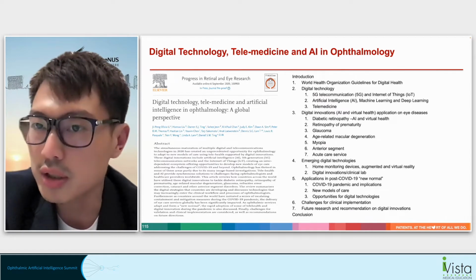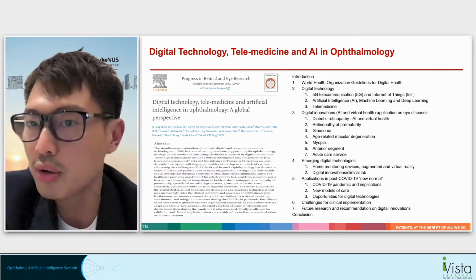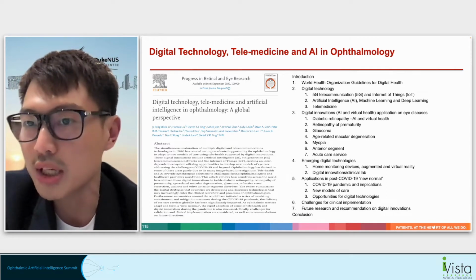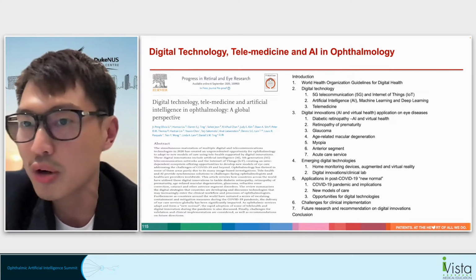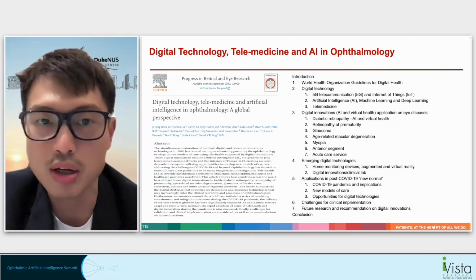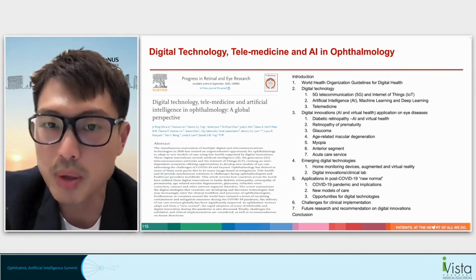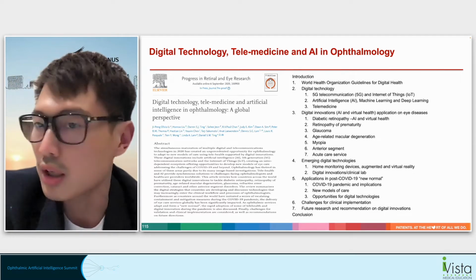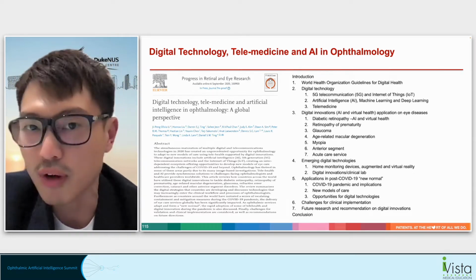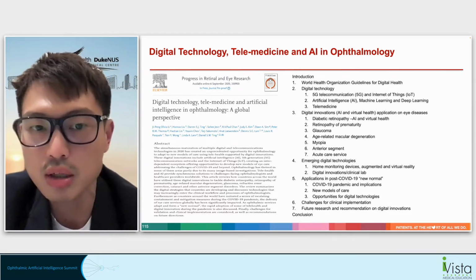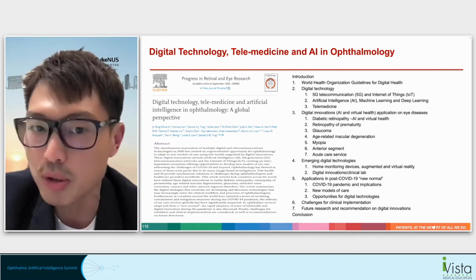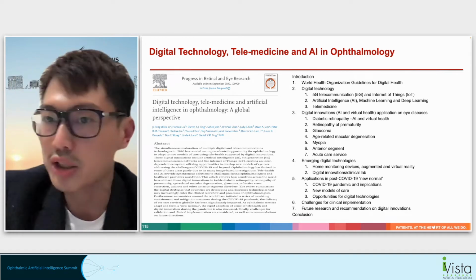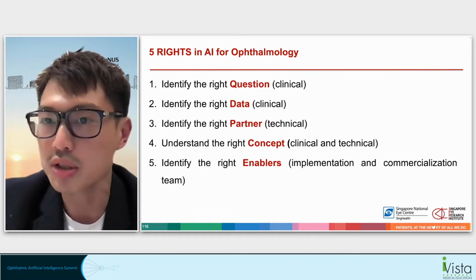We also did a follow-up paper to see how AI could be integrated, not just as standalone technology, but how it talks and connects with other digital technology. In the PRER paper that we published, we touched upon some of the newer technologies such as 5G, 6G, IoTs, and emerging digital technologies like home monitoring devices, AR, VR, and how these can sync with AI applications in ophthalmology.